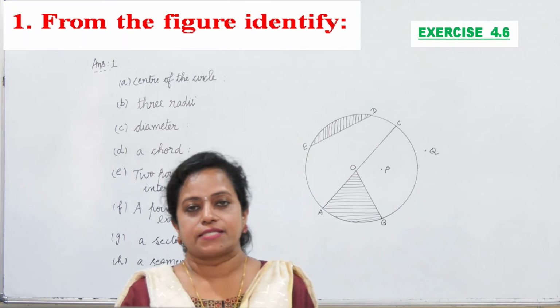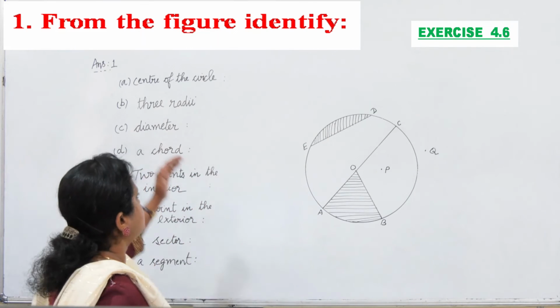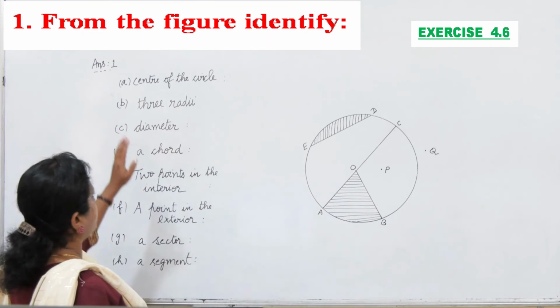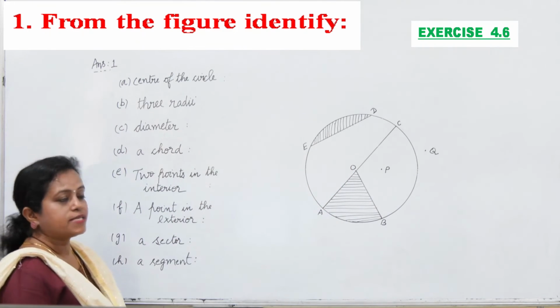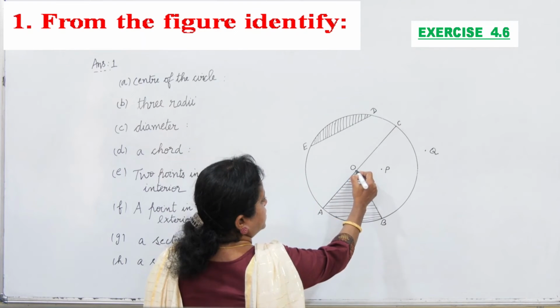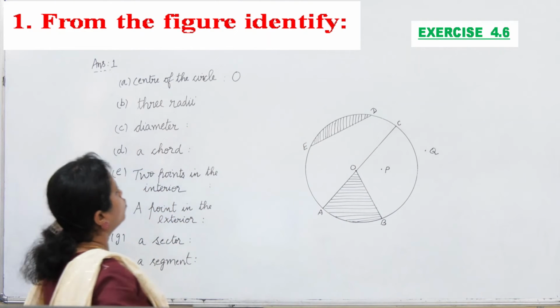First question of exercise 4.6, from the figure identify. You have been given some terms to be identified from the given figure. So let us start one by one. First you have to write the center of the circle. So you can identify the fixed point from where the circle is made. So here the center of the circle is named as O.